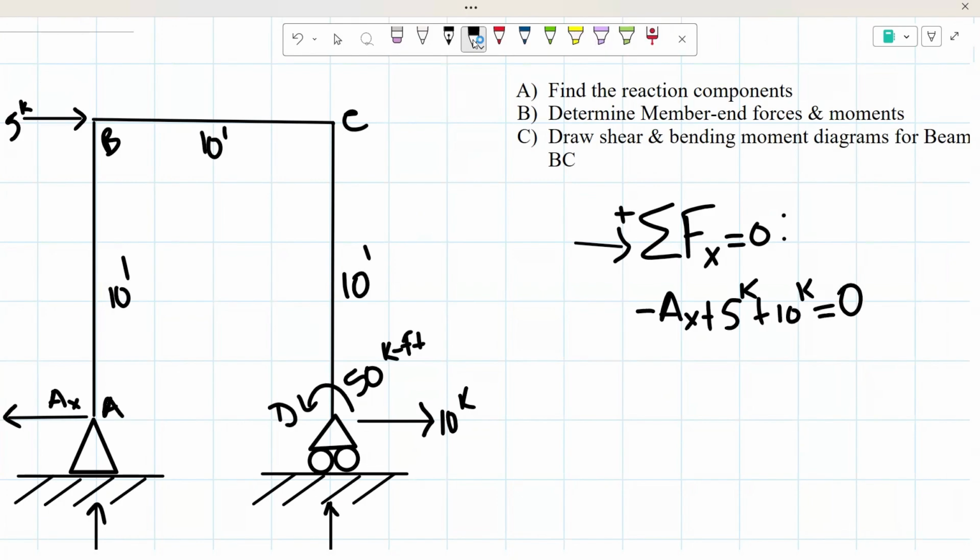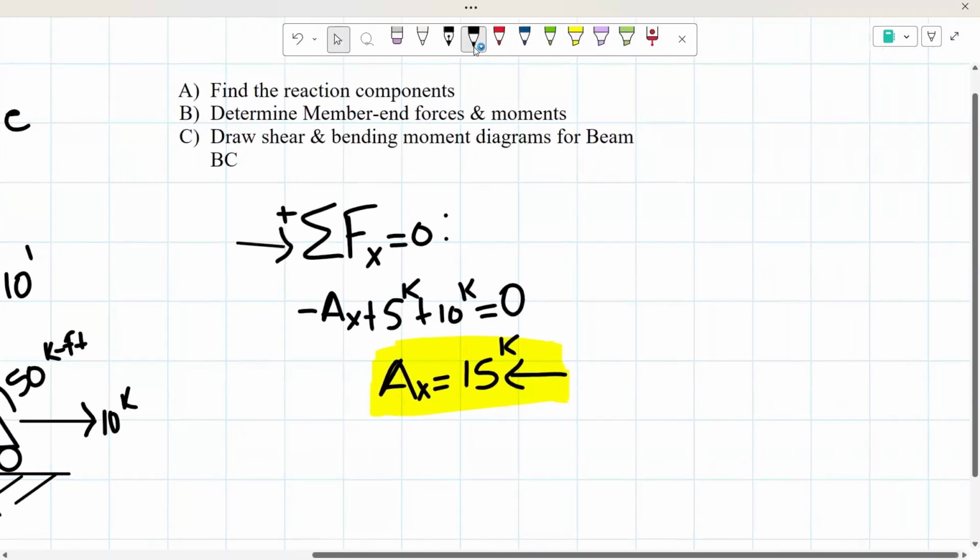So if we solve this for A of X, we would end up getting that A of X is equal to positive 15 kips. And since our answer came out to be positive, that means that we assumed correctly, so our assumption of the direction was correct. So now that we know the value of A of X, we can proceed to finding our y components.